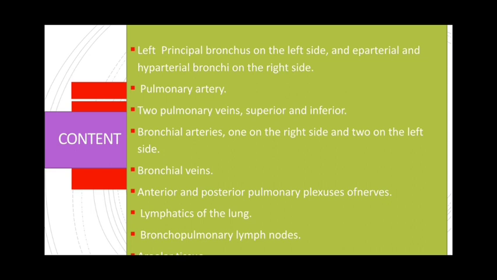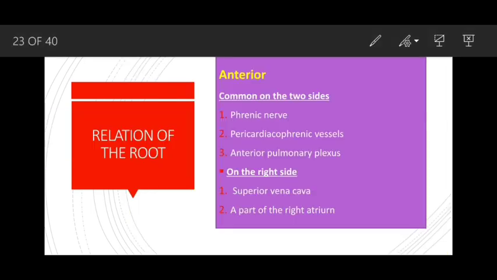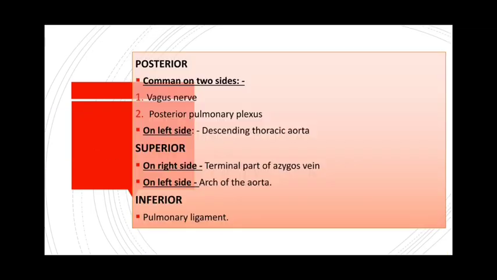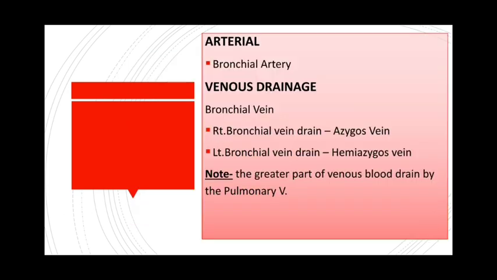Relations of the root. Anteriorly, common on the two sides are the phrenic nerve, pericardiophrenic vessels and anterior pulmonary vein, and on the right side the superior vena cava and a part of the right atrium. Posteriorly, common on both sides are the vagus nerve and posterior pulmonary plexus, and on the left side the descending thoracic aorta. Superiorly it is related to the terminal part of the azygos vein, and on the left side the arch of aorta, and inferiorly the pulmonary ligament, right?